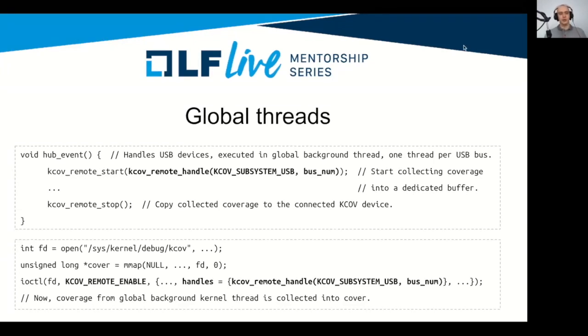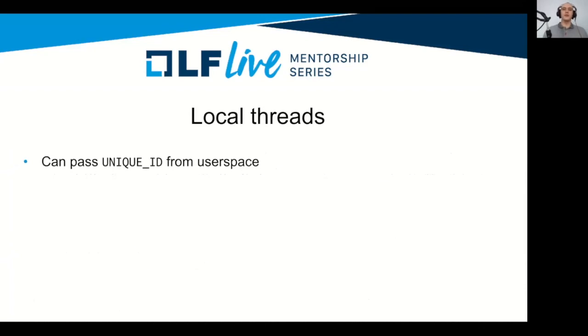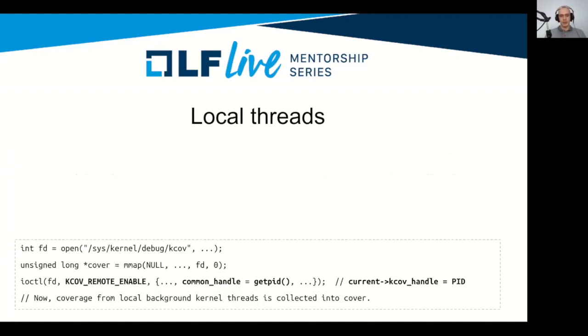Right, let's keep going then. So this is for global threads, but for local threads, it's actually simpler because local threads are created from syscall handlers. That means we can actually pass unique IDs from user space. And the way this works, you also use the Kakeoff remote enable ioctl, and you use a different field of the structure that's passed to this ioctl, and the field is called common handle.